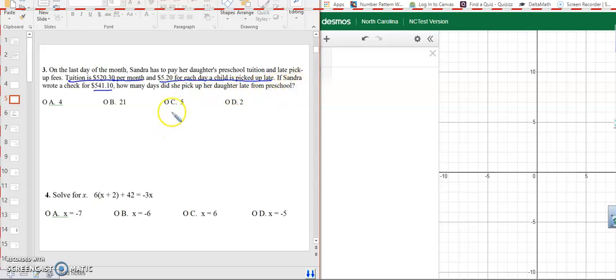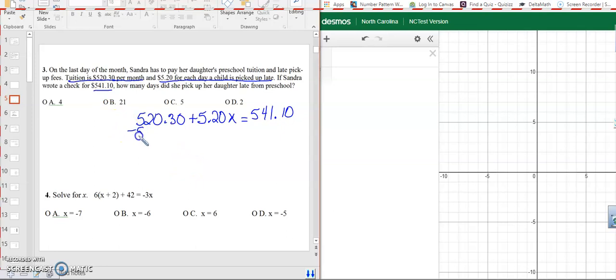So let's just look. She has a flat fee every month of $520.30. To that, she has to add $5.20 for every day she's late. Okay? So this is my day late. So $5.20 every day I'm late. And what I paid, or what Sarah paid, was $541.10. So again, this is a solve for x problem.